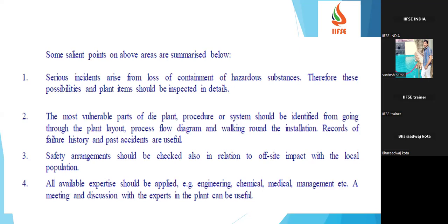Then the most vulnerable parts of the plant, procedures or systems, should be identified from the plant layout and process flow diagrams, walking around the installations, records of the failure history, and past accidents are also useful. So before going for inspection, you have to understand the past incidents which have happened, then the process flow diagram, so that you can do a proper inspection and come up with good observations.